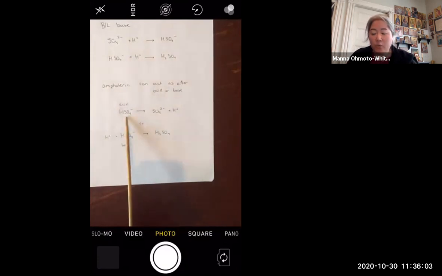It's harder for something that's negatively charged to lose that extra proton, so I have to really coax it off. It's much easier for it to gain a proton. So most amphoteric substances, if they're negatively charged, will act as a base, preferentially, rather than as an acid, but it could act as an acid if it wanted to.